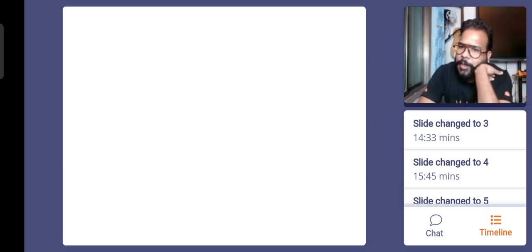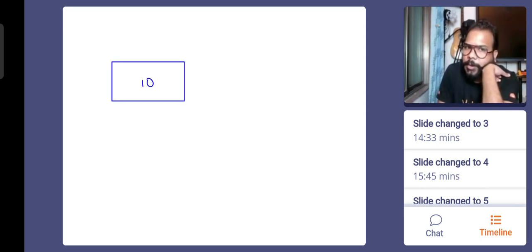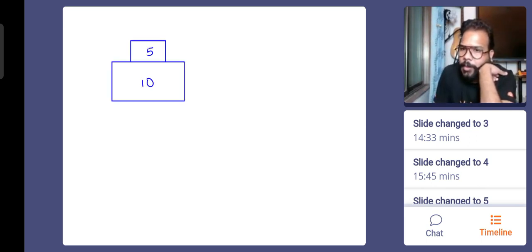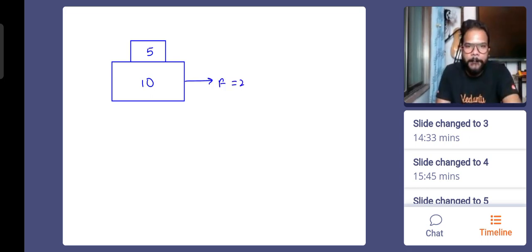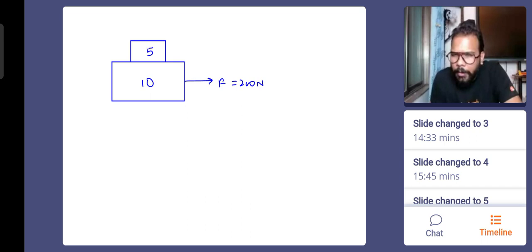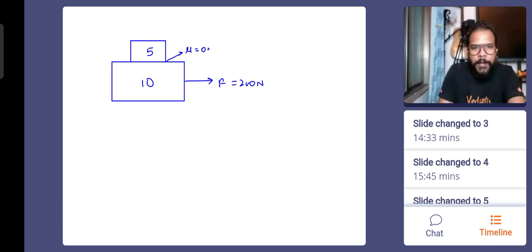There are blocks 1 kg and another 10 kg. That 5 kg block is placed on 10 kg. Okay, ये है 10 kg, ये है 5 kg and 200 न्यूटन is applied to 10 kg. ठीक है, 200 न्यूटन का फोर्स लगाया है. Okay, and the coefficient of friction between 5 and 10 kg is 0.5. यहाँ पे म्यू का वैल्यू दिया है 0.5.